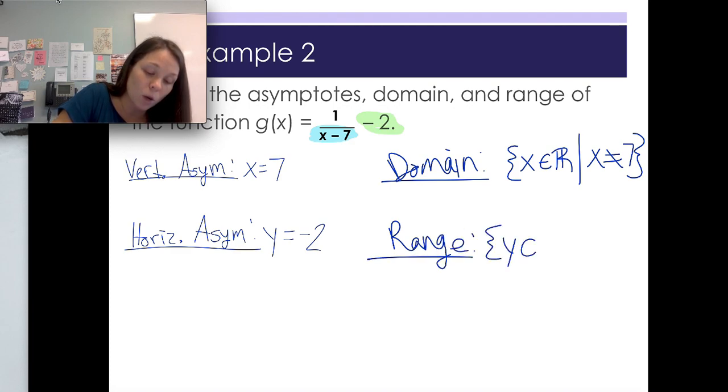Range. We say y is an element of all real numbers, which just means y can be any number, except y is not allowed to be negative 2.